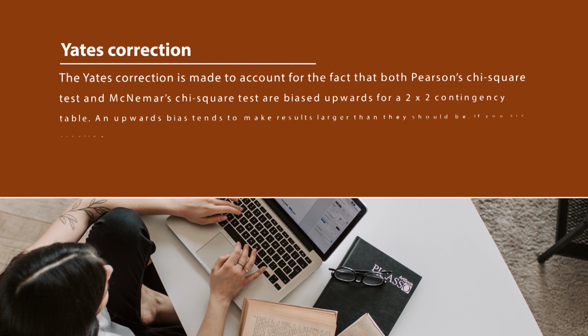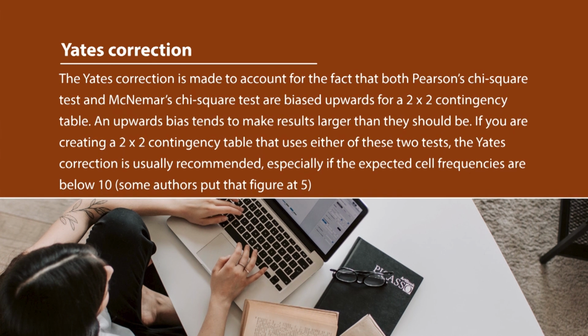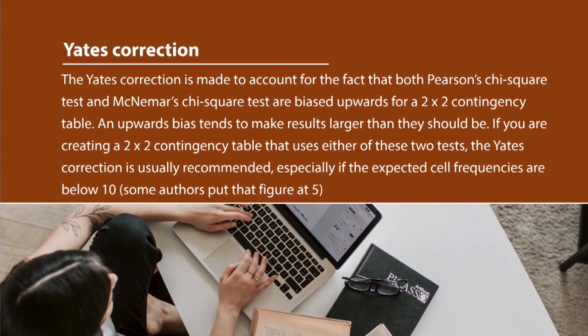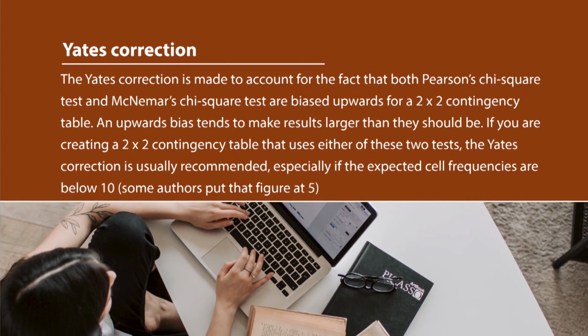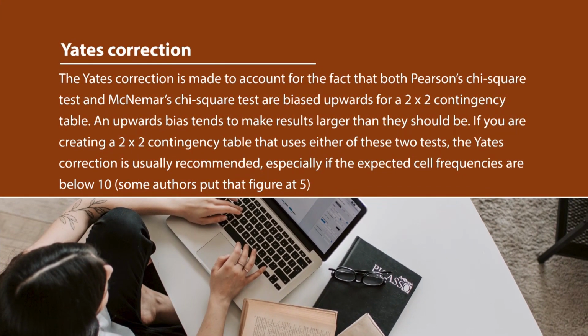And Yates correction. The Yates correction is made to account for the fact that both the Pearson chi-square test and the McNemar chi-square test are biased upward for a 2 by 2 contingency table. Upward bias tends to make results larger than they should be if you are creating a 2 by 2 contingency table that uses either of these two tests. The Yates correction is usually recommended, especially if the expected cell frequencies are below 10.